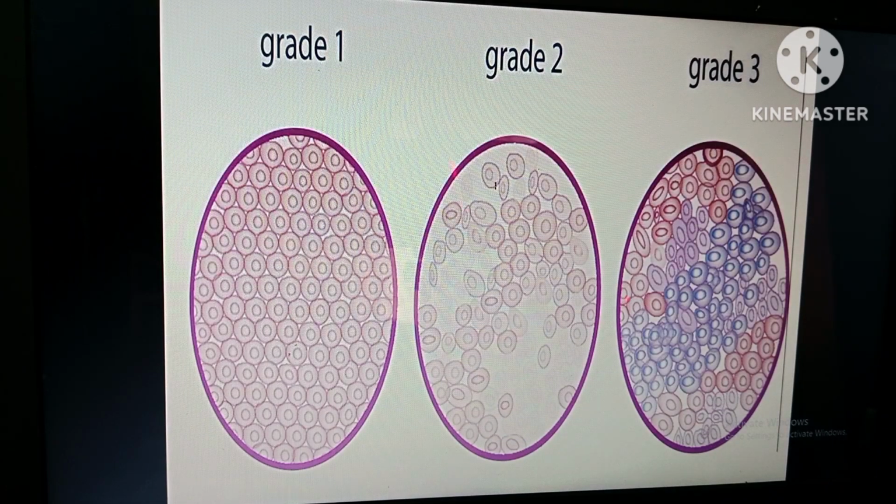In the picture you can see grade 1, the normal cell, well differentiated. Grade 2, moderately differentiated. See, along with the normal cells there are many abnormal cells, immature cells present. In grade 3 you can see it is very difficult to differentiate which is a normal cell, which is an abnormal cell, a mature cell or an immature cell.